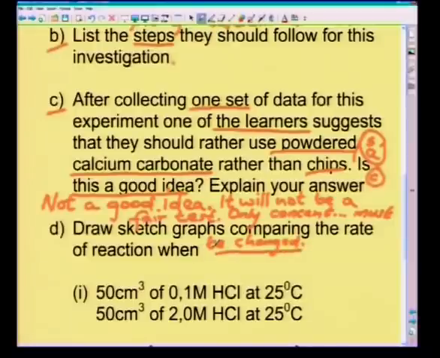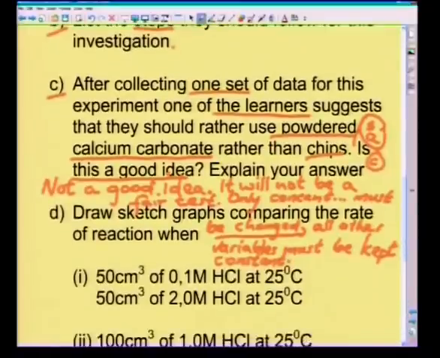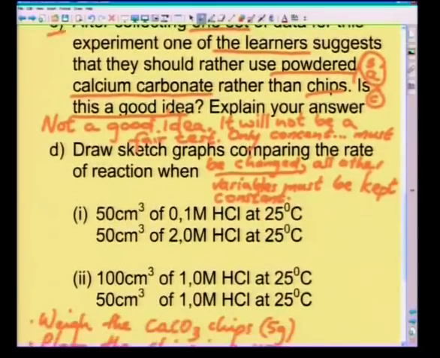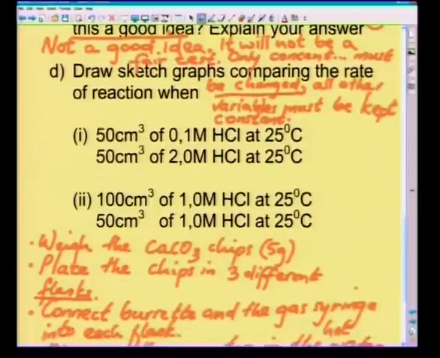Okay, only concentration must be changed. All other variables must be kept constant. We say they must be controlled, they must be kept constant. So it's not a good idea to change the state of division for the chips into powder.